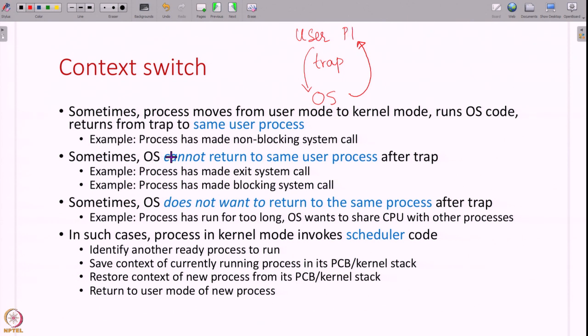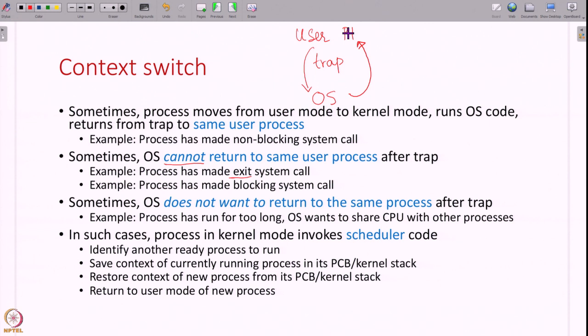For example, if the process has made some non-blocking system call, requested some small piece of information, the OS will provide that information and go back. If the process has forked, the OS creates a new child PCB, adds it to the list of processes, and then goes back to the parent. That is fine. Sometimes you cannot go back to running the same process after a trap. The OS cannot do that. Why? What are the cases?